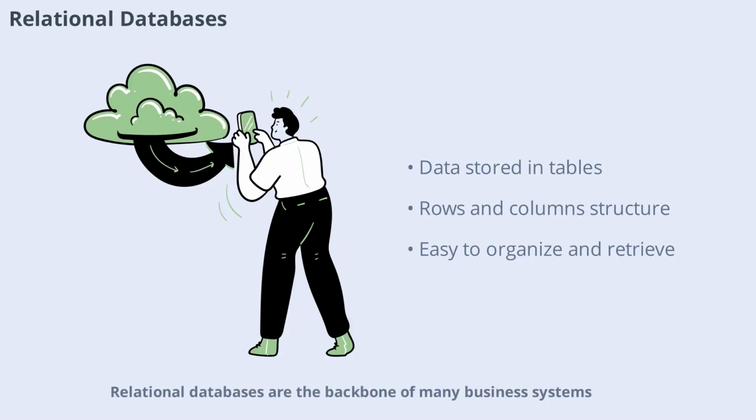Relational databases are the backbone of many business systems. They store data in tables, much like a spreadsheet with rows and columns. Each table represents a different entity, such as customers or orders, and tables can be linked together using keys. This structure makes it easy to organize, retrieve, and update information. Popular relational database systems include MySQL, PostgreSQL, and Microsoft SQL Server. If you've ever used a spreadsheet, you already have a basic idea of how relational databases work.